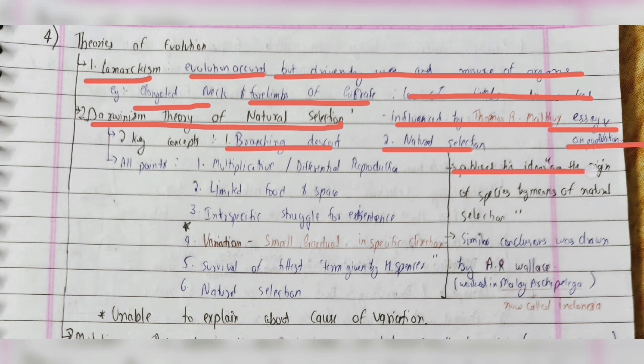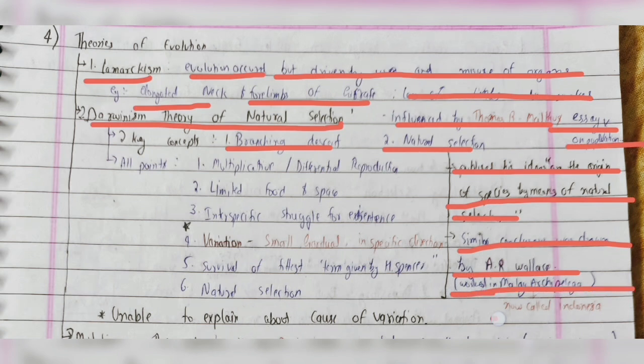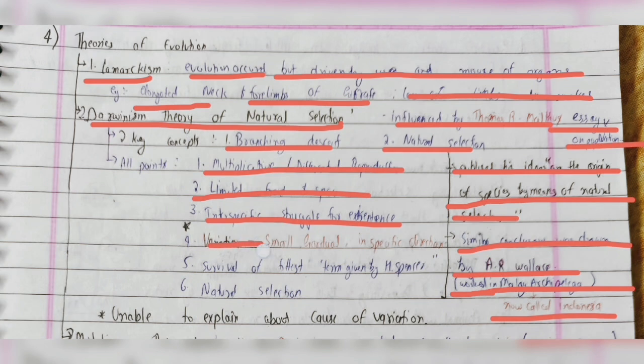Darwin published his ideas on the origin of species by means of natural selection in his book, and similar conclusions were also made by A.R. Wallace, who worked in the Malay Archipelago Islands, now called Indonesia. The main points of Darwinism were that evolution is multiplication or differential reproduction, limited food and space drive evolution, there is interspecies struggle for existence, and variation is always small, gradual and in a specific direction.